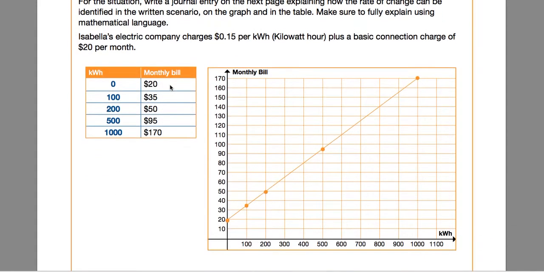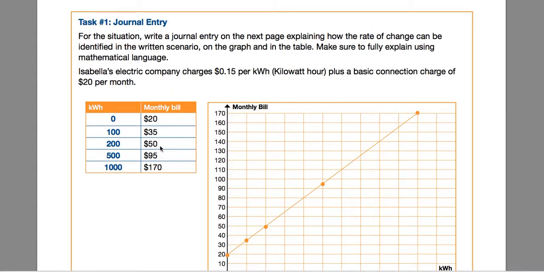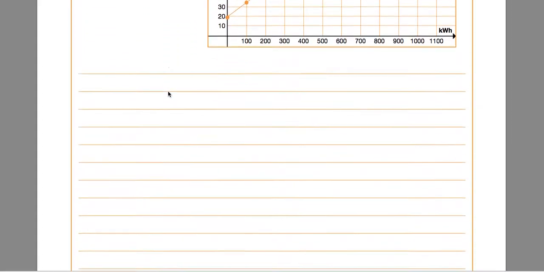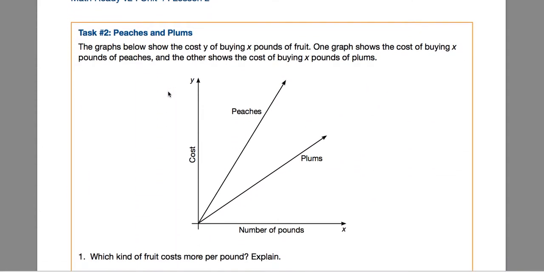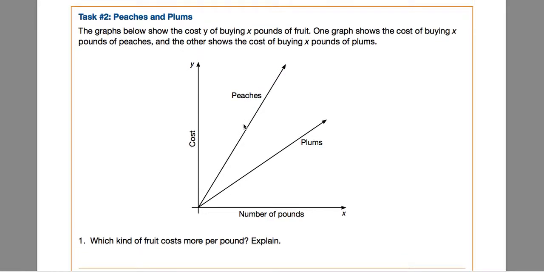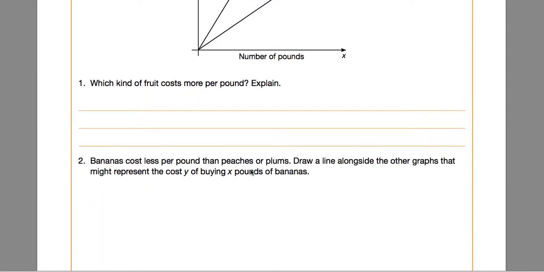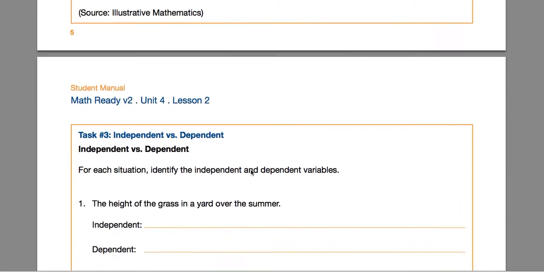Journal entry, you will not have one of these. As far as a table goes, you're going to be given a scenario, and I'll go over that in just a second as well. Peaches and plums, we talked about the slope here, and you may have one that looks like this as far as comparing the slopes. So this is something to pay attention to. But I'm more interested in the word problems that I want to give you.